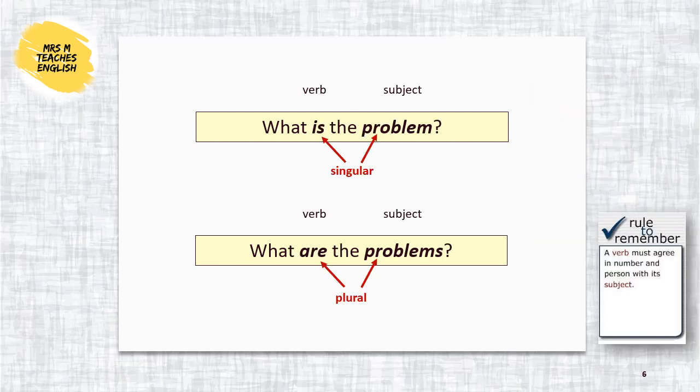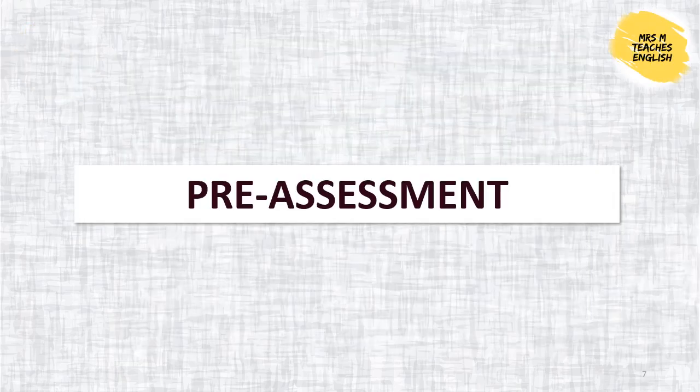What is the problem? Well, this should be obvious. A singular subject must have a singular verb. One problem is. A plural subject must have a plural verb. Many problems are. Easy peasy, right? Let's see if you can get full marks for the pre-assessment quiz.